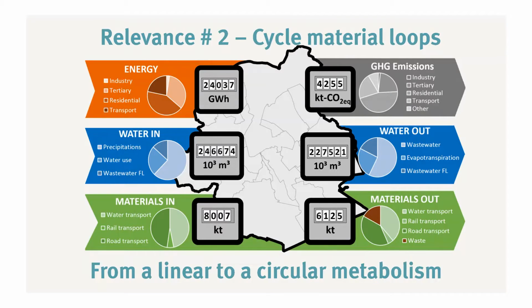The second part of why it is relevant to talk about urban metabolism is to cycle material loops. How to go from a linear to a circular metabolism. As you see here, it's very much linear. We get resources, we dump our waste, that's it. Only 3% of our energy is actually produced in the territory of Brussels. Around 3% as well of our total water consumption is harvested here. The only energy that we get is from incinerating waste, and a slight bit of renewable. So if we talk about circular economy, then we have a lot to do.